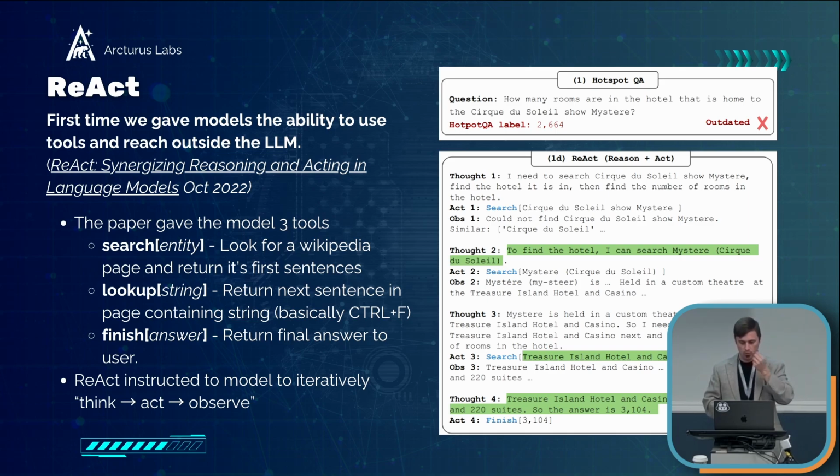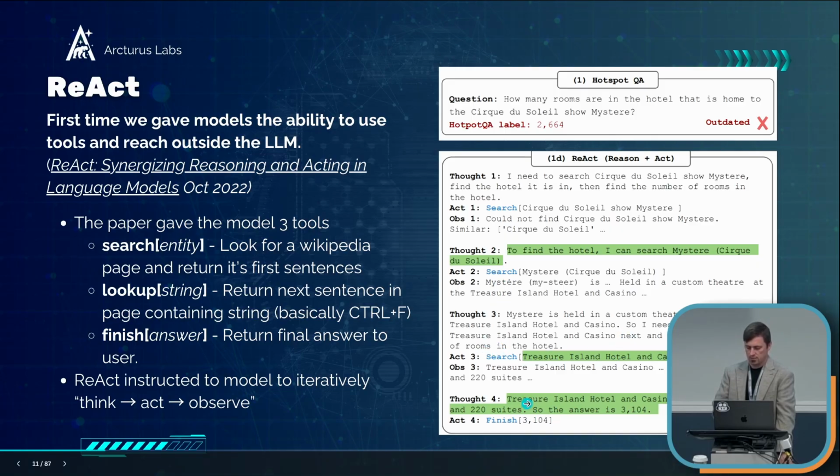If you ask it for the number of rooms in the hotel, the question asked before, it will look up Cirque du Soleil, the show Mystery. It finds out that it's not quite the right answer, so there's an error message that gets prompted to the large language model so it can understand how to correct itself. It looks again, finds out which hotel it is, looks at that hotel, and then finds out the up-to-date information inside Wikipedia. So it's much more accurate.